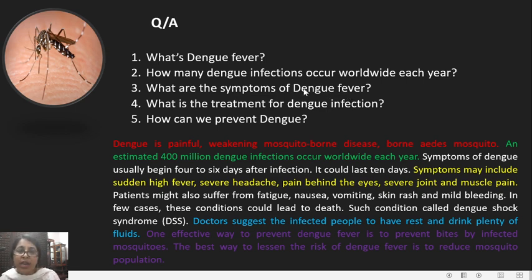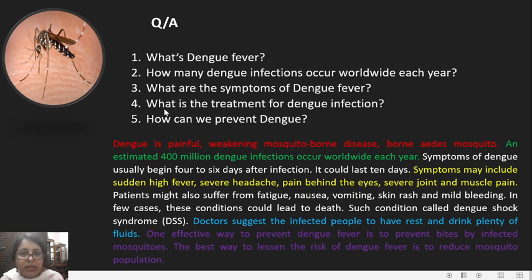So boys, you should ensure that when you write down the answer, first you need to follow the question pattern. Okay, and then you need to find out the answer. So here you can write down the symptoms of dengue fever are. So after writing this sentence, the symptoms of dengue fever are may include sudden high fever, severe headache, pain behind the eyes, severe joint and muscle pain. So this is the answer of number 3.